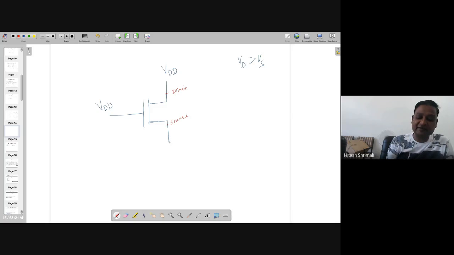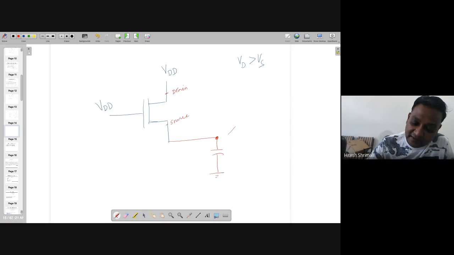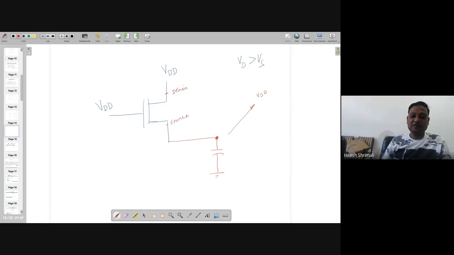Let's assume that I'm connecting a capacitor here, just to understand how it will behave. So if gate is connected to VDD, this switch turns on and this terminal is rising towards VDD. But note that before going to VDD, there is a point where it's VDD minus VTH.